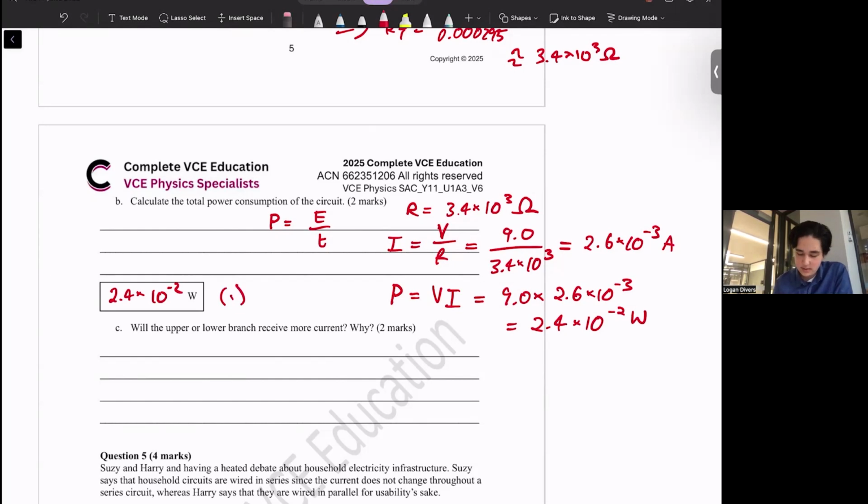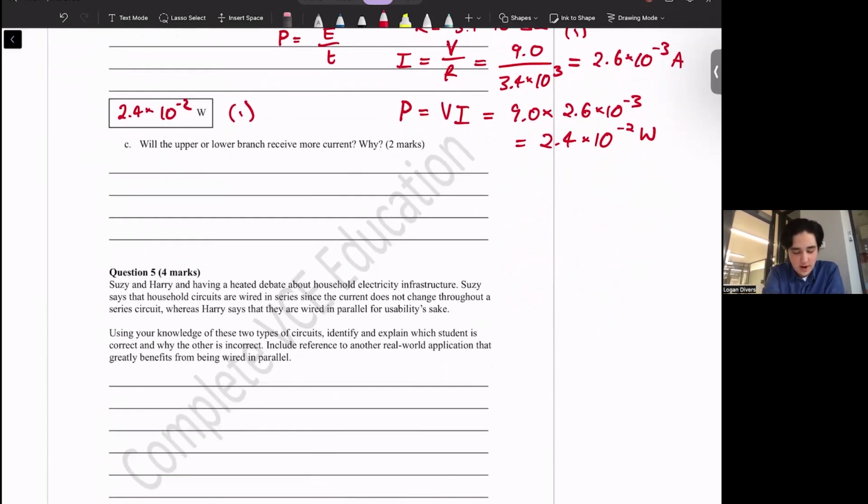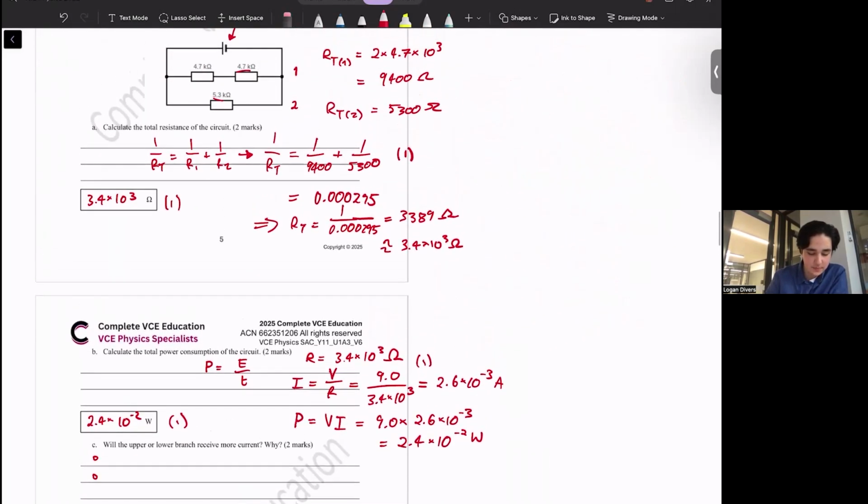There's 1 mark. And I would say substitution into one of these formulas would be another mark, because it's only a 2-mark question. Will the upper branch or the lower branch receive more current in part C? Why? 2 marks. Fairly straightforward mark distribution. You're just going to talk about one of them is going to be the statement, the other one is going to be the reason. So let's zoom out a bit and let's look at this circuit again here.